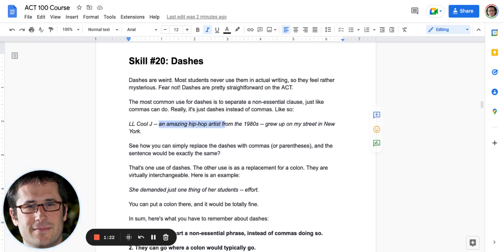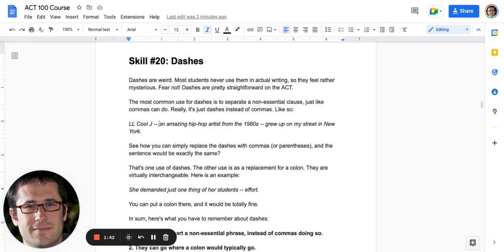Anyway, an amazing hip hop artist from the 1980s is a non-essential phrase. You could say, LL Cool J grew up on my street in New York. You could just say that. You don't need it there. It's still good to have it there because there are a lot of people who don't know who LL Cool J was, and you want to say something. But this is non-essential.